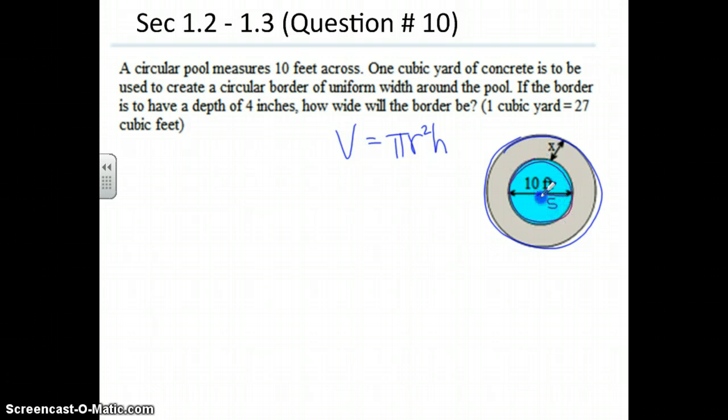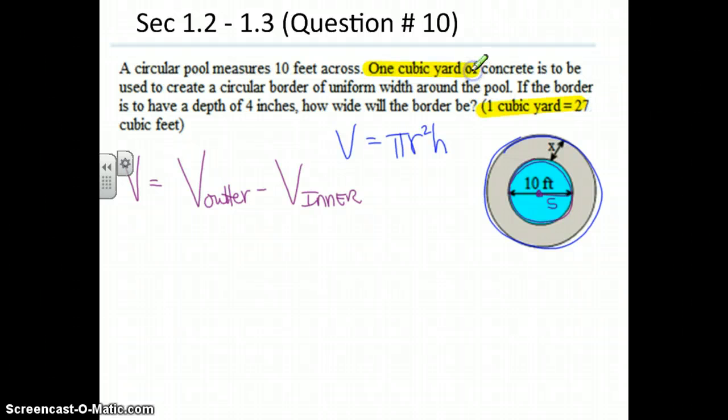is just 5. So I'm going to take the volume of the outer and subtract off the volume of the inner, and that should give me the total volume that I'm actually looking for, which they tell me is 1 cubic yard of concrete, and they tell me that's equal to 27 feet cubed.